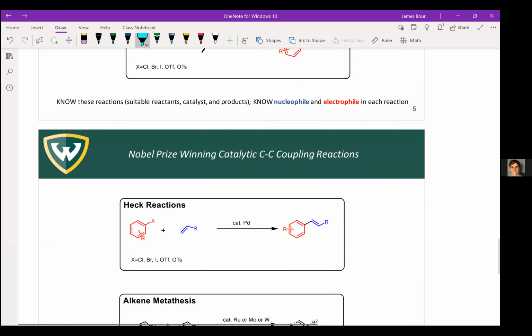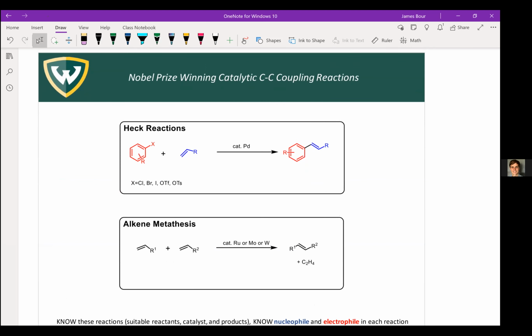We'll also be talking about what are called Heck reactions. These are the addition of an aryl group to an alkene to form a new compound. This typically occurs under palladium catalysis, and again, uses aryl electrophiles. In this case, the alkene can be thought of as the nucleophile.